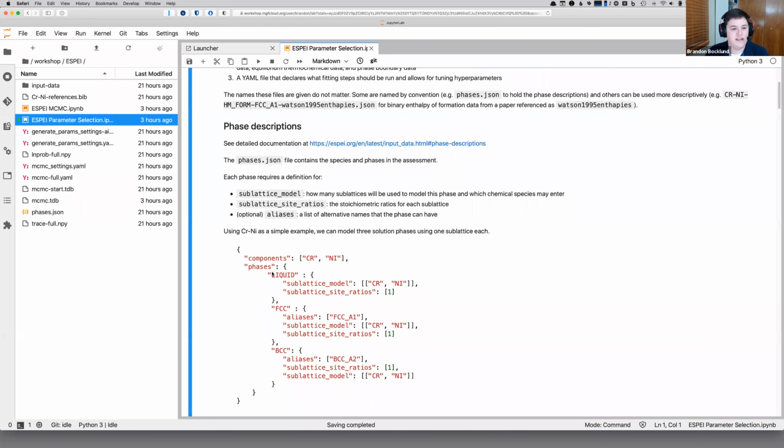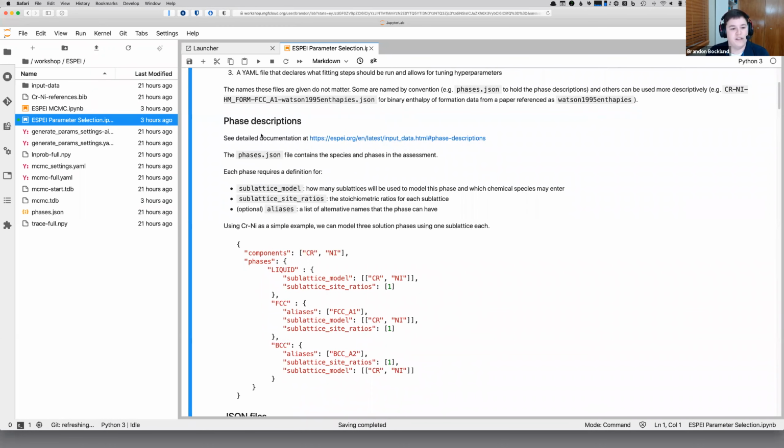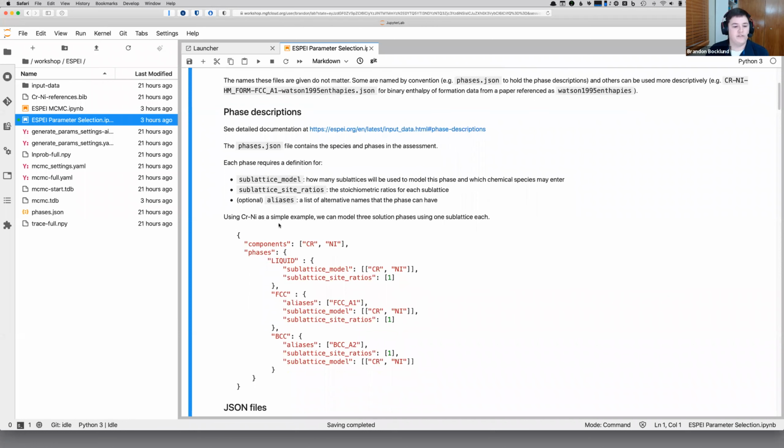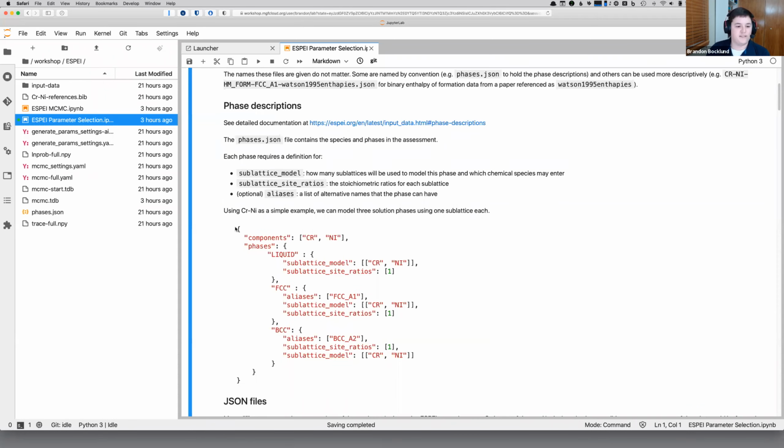And so the first thing that you need, as I mentioned, is this JSON file that describes the phases. If you're not familiar with JSON, it looks like this. So this is exactly the one that we'll use here. And it's just a mapping of keys. So components is a key to values. It's basically a dictionary that you can store on disk in plain text, if you're familiar with Python dictionaries.